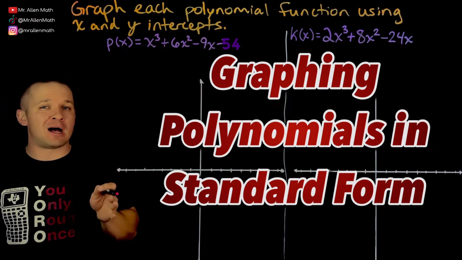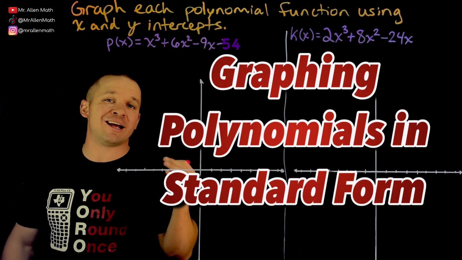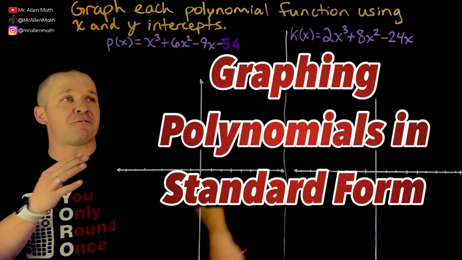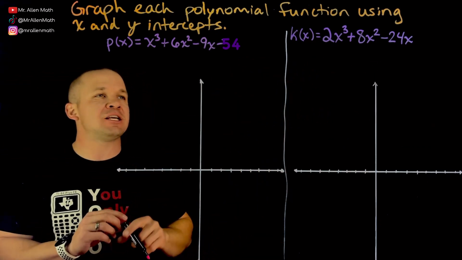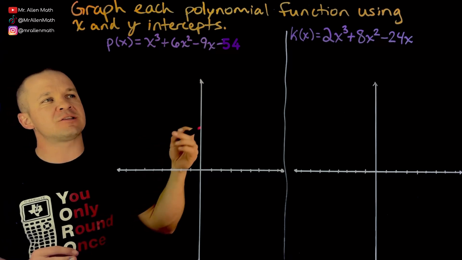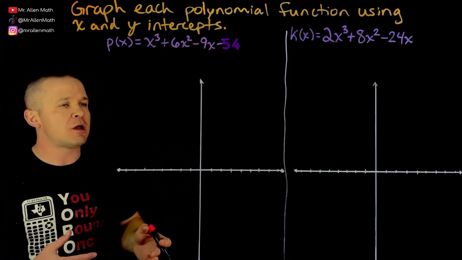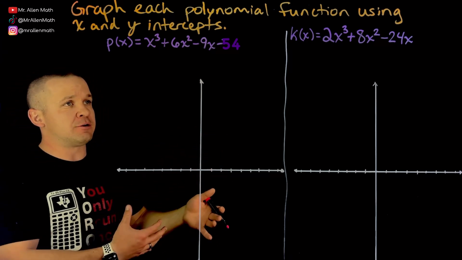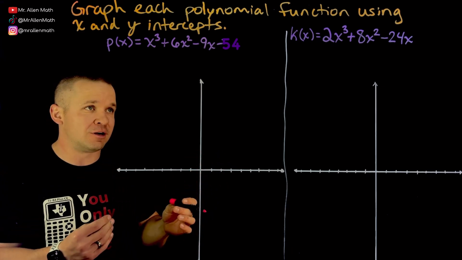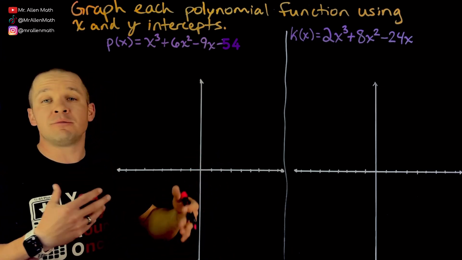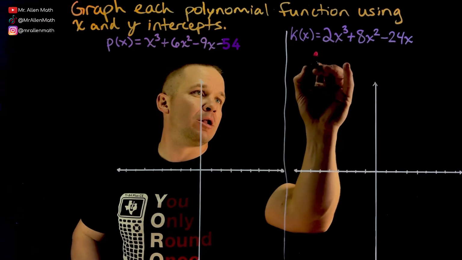We're going to be graphing some polynomial functions using x and y intercepts in this video. So for the first one, I've got k of x equals 2x cubed plus 8x squared minus 24x. Well, how am I going to get my x-intercepts? I'm going to need to factor and set those factors equal to 0 using the zero product property. So let's go ahead and do that.